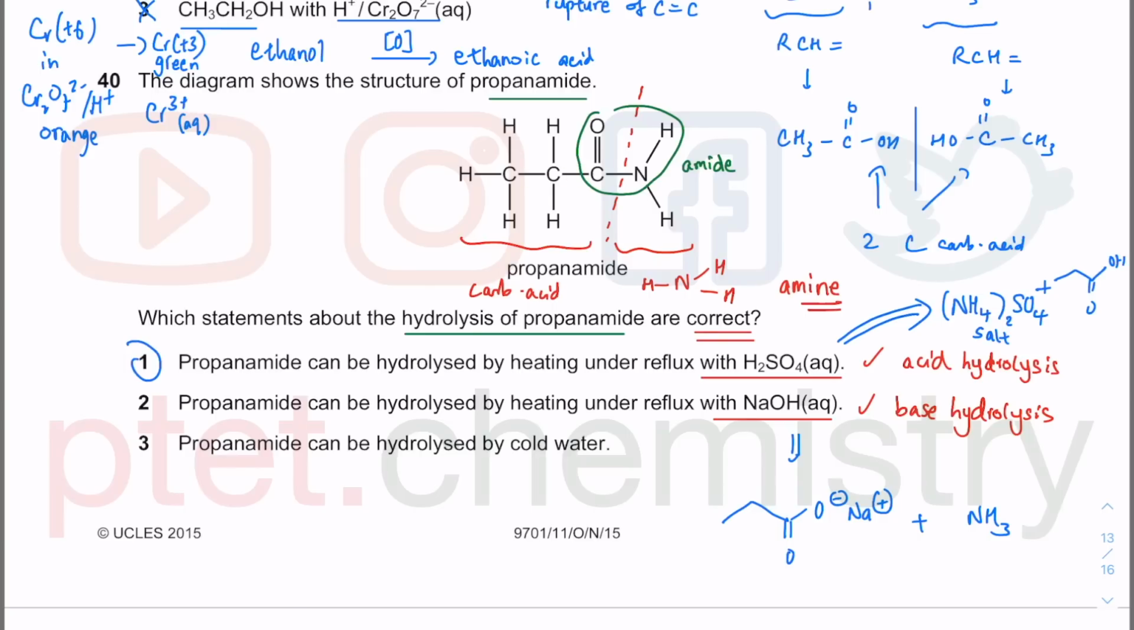Now 1 and 2 are correct. How about the last one? Can be hydrolyzed by cold water. That doesn't happen. Think about your amino acids condensing to give you proteins. Your dipeptide in your body doesn't get hydrolyzed just because they have water, but they do need enzymes and various other conditions to make it happen in the body. Okay, so 3 is definitely wrong. So only 1 and 2, there is option B there.